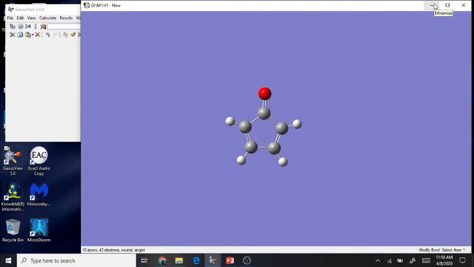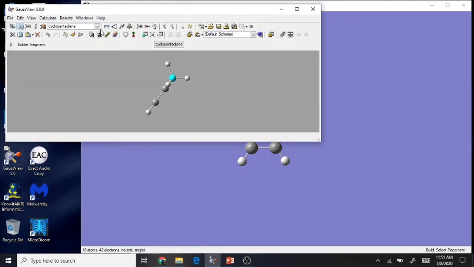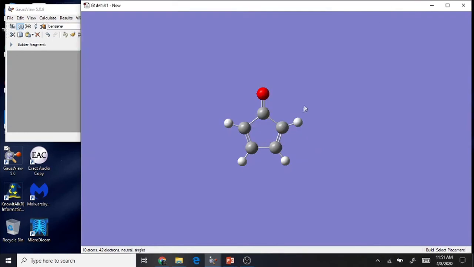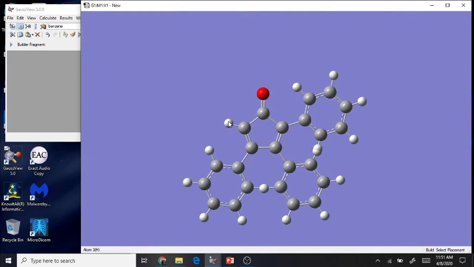Gaussian is a program for determining structures or calculating structures and electronic properties. This is cyclopentadienone. You can see this is rendered as a three-dimensional molecule which we can rotate in space. We can also add things to it. And so this is the builder. We can stick benzene rings on it.